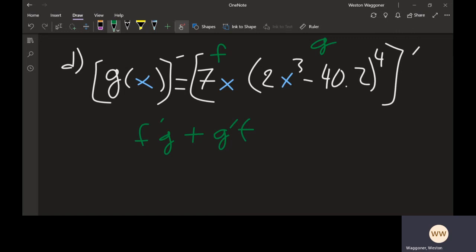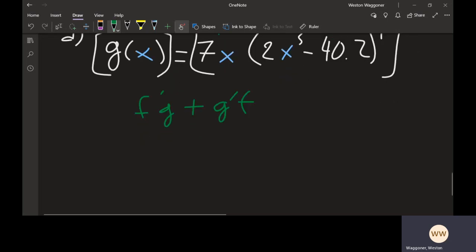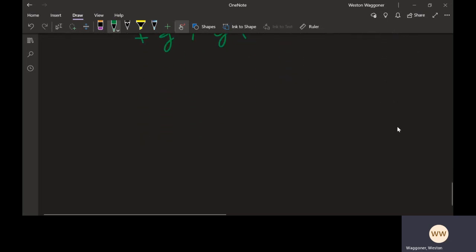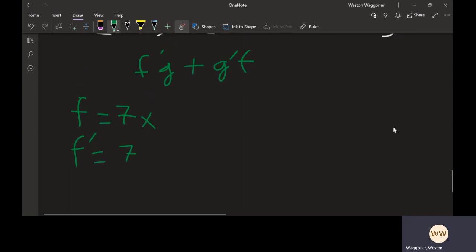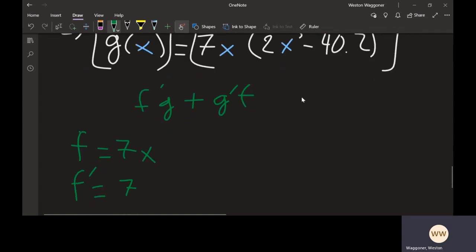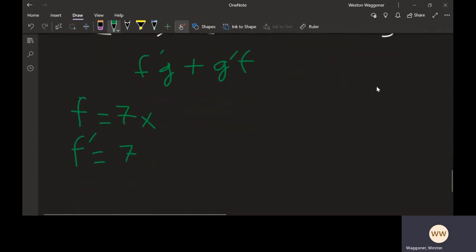So something that I like to do with these problems is to separate it out, to start with what f is and then work from there. So we know f is equal to 7x. So f prime is just the derivative of this, which is nice because since it's to the first power, we're just going to be left with 7. Cool. Pretty easy, pretty simple. This is going to be a little bit more difficult. It's just got some layers to it.